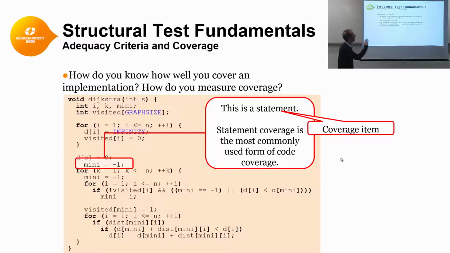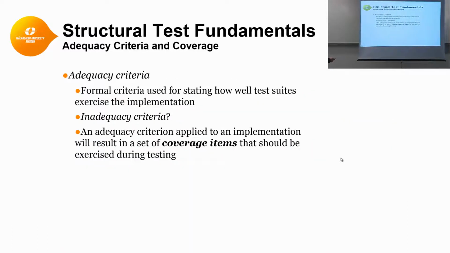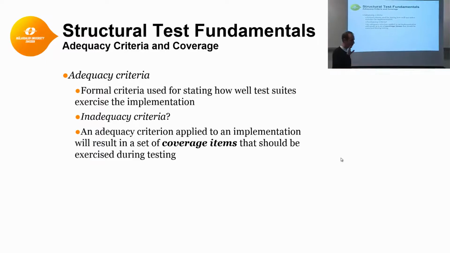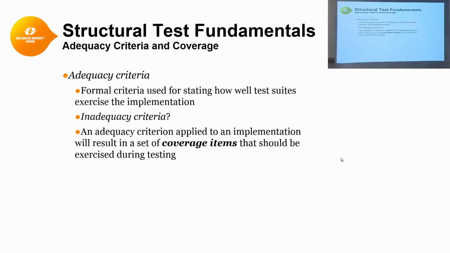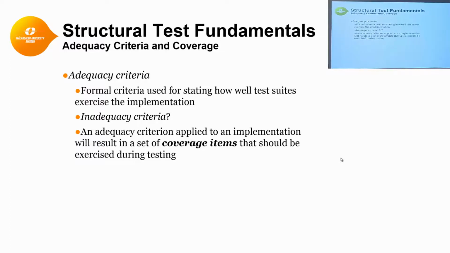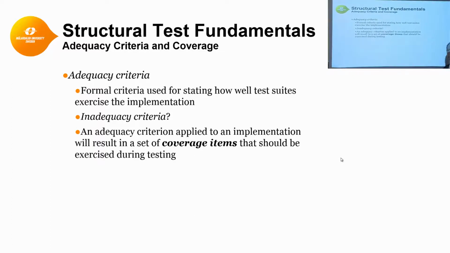Again, adequacy criteria are formal criteria used for stating how well test suites exercise the implementation. And one way, and I'll get back to this, to think about adequacy criteria is actually as inadequacy criteria, because in a sense it's more important to know what hasn't been covered than what has been covered. If all of your code has been covered, that doesn't tell you as much as knowing that perhaps 30% of your code hasn't been covered, and which 30%. And an adequacy criterion applied to an implementation will result in a set of coverage items that should be exercised during testing.